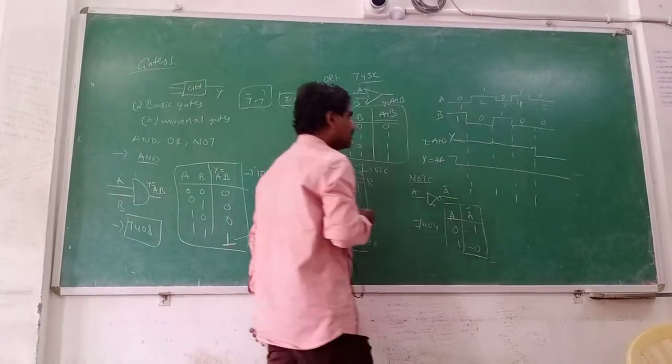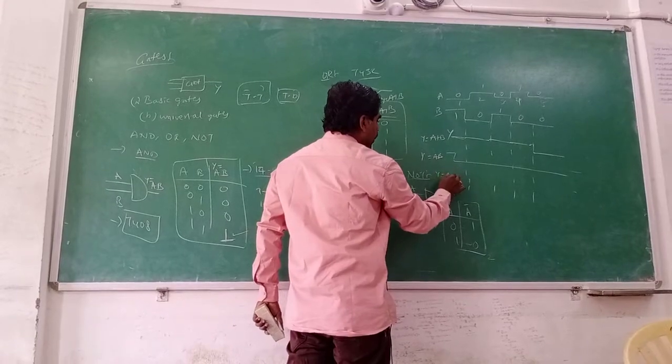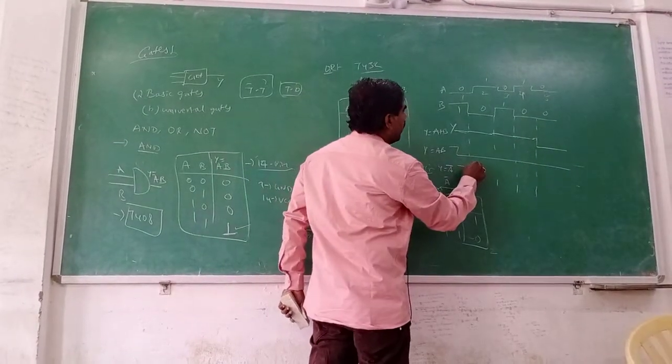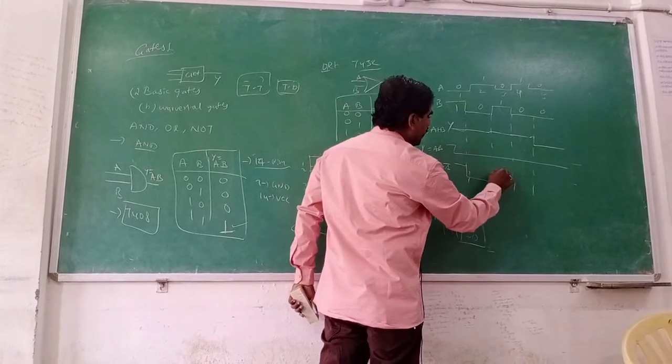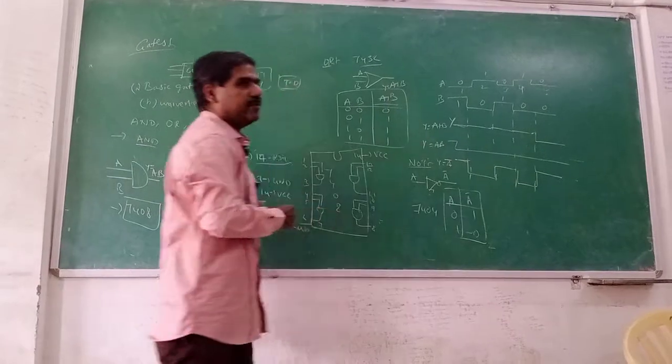Then you draw for NOT gate, Y is equal to A bar. 0 means the complement 1. 1 means 0. Again 0 means 1. 1 means 0. 0 means 1. This is the timing diagram for the 3 basic gates.